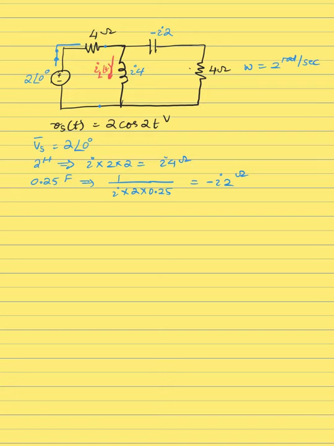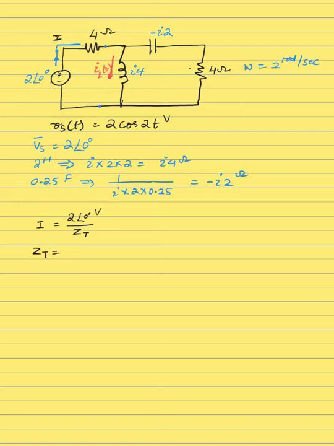So let's say this is current I. In order to find current I, it will be the source divided by the total impedance at the source. The total impedance will be calculated as series-parallel combinations of a few things.